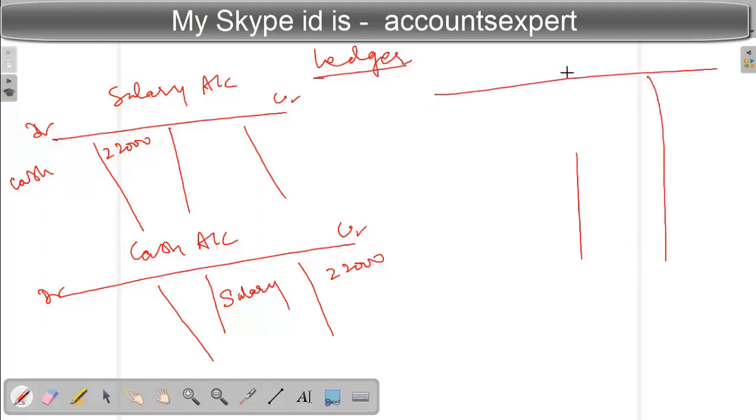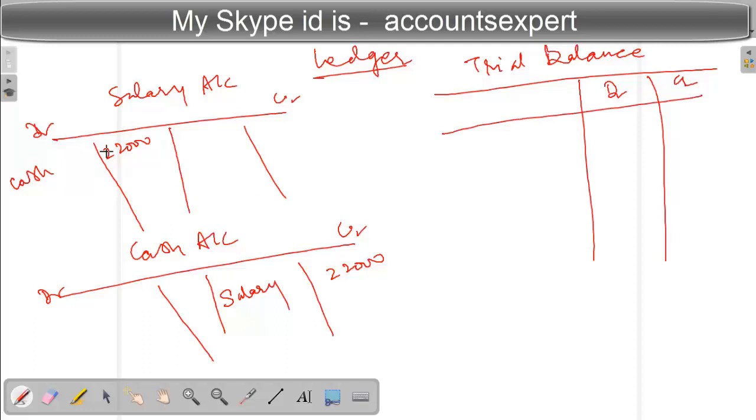So this is our trial balance, and in the trial balance this is the debit column and this is the credit column. In the trial balance we will show these two accounts now. Tell me, salary: first I will show the salary account. The salary account is showing which balance, debit balance or credit balance? Yeah, so that debit balance I will write in the debit column.